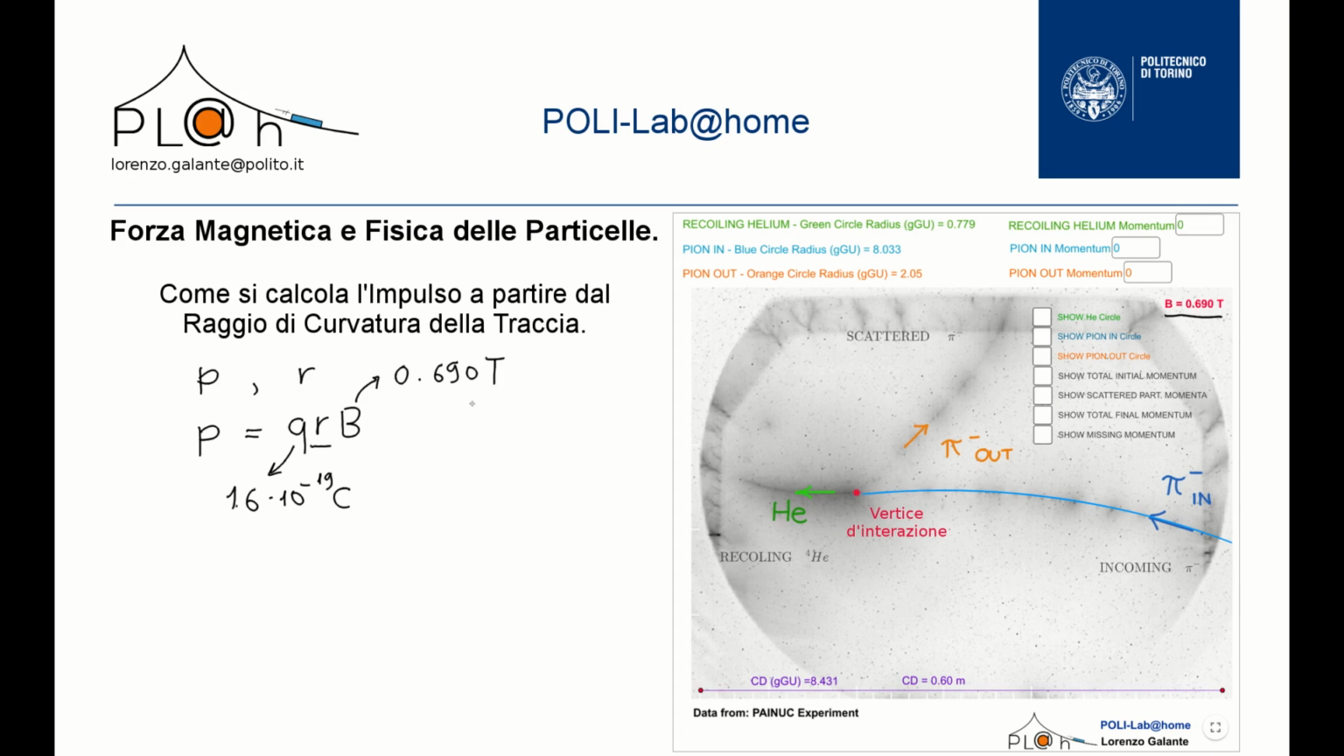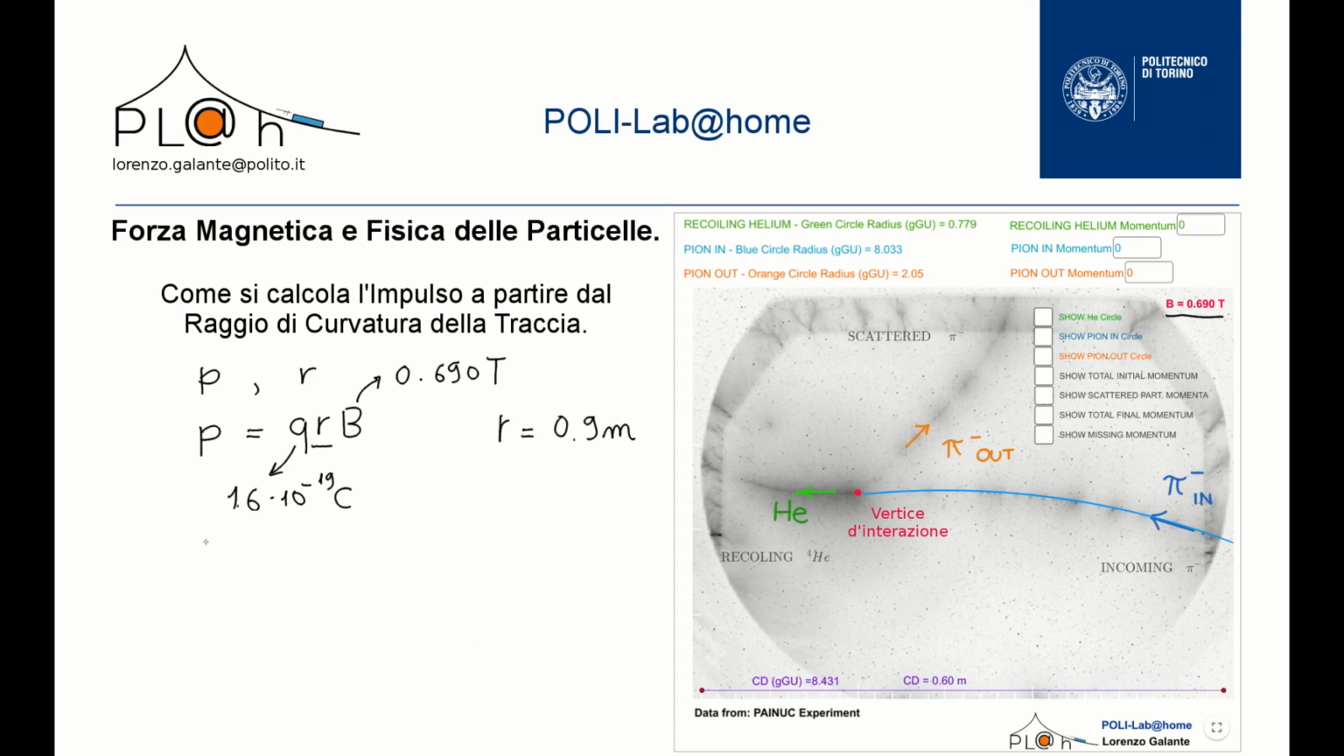Just to show how to evaluate the momentum P, I choose a value for the curvature radius R. I assume a curvature radius equal to 0.9 meters. Putting these values in the equation, we get that the momentum of the incoming pion is equal to 0.994 times 10 to the minus 19 kilograms times meter per second.